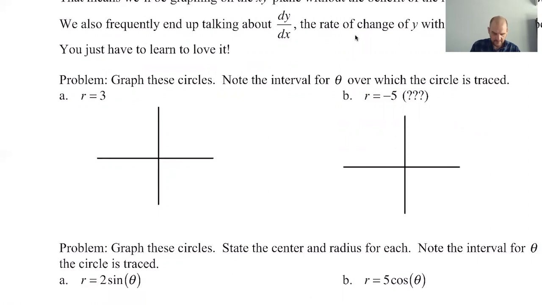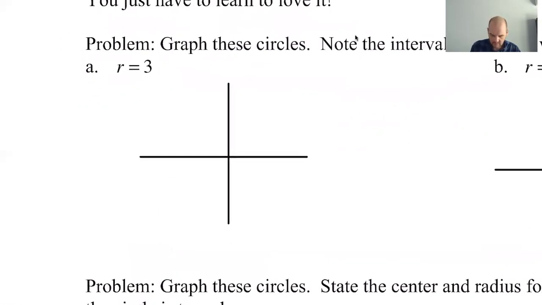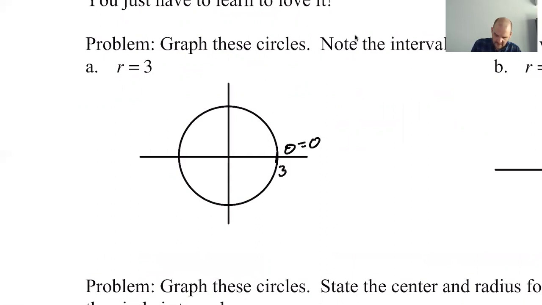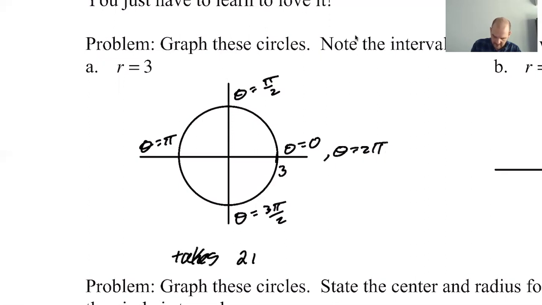Okay, so the radius is 3. Here's 3. I would start here at theta equals 0 and then go this way to become a circle. I'm here at theta equals 0, here at theta equals pi over 2, here at theta equals pi, here at theta equals 3 pi over 2, and then I'm back here at theta equals 2 pi. So this takes 2 pi to trace out.